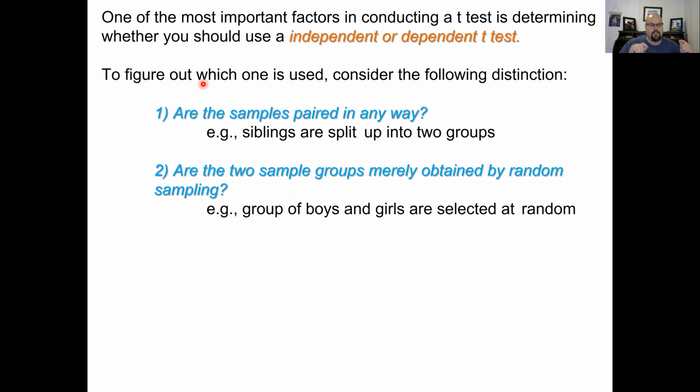The questions you ask yourself: are the samples paired in another way? Is it the same person? Is there a connection between person A and person B in these two different samples? Or are the two samples merely obtained at random? So a random sample of boys and girls, a random sample of anybody in one group and a random sample of everybody in the second group. Those are the questions that you end up asking yourself when you're looking at an independent versus dependent t-test.